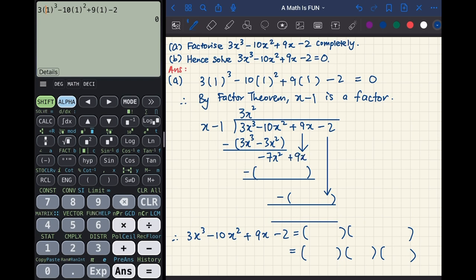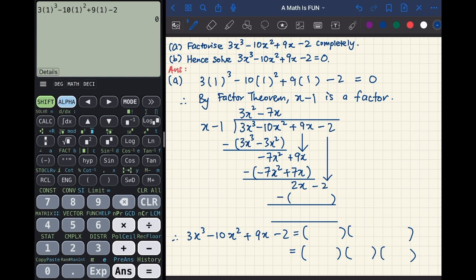and I'm going to bring down the 9x here. Then in the next term for the quotient, I'm going to put in -7x, because -7x times x gives me -7x squared, and -7x times -1 gives me positive 7x. So 9x minus 7x gives me 2x, and then we bring down the -2 there.